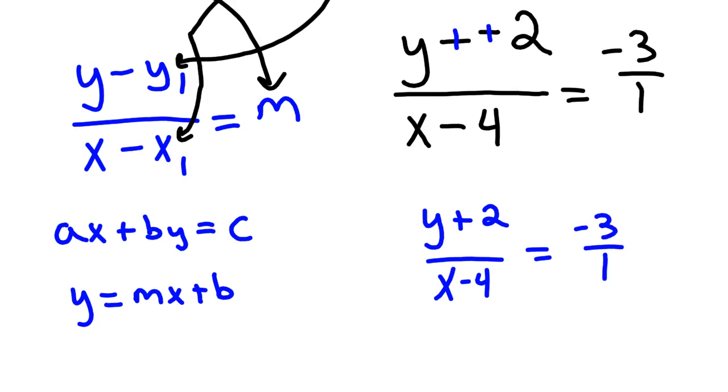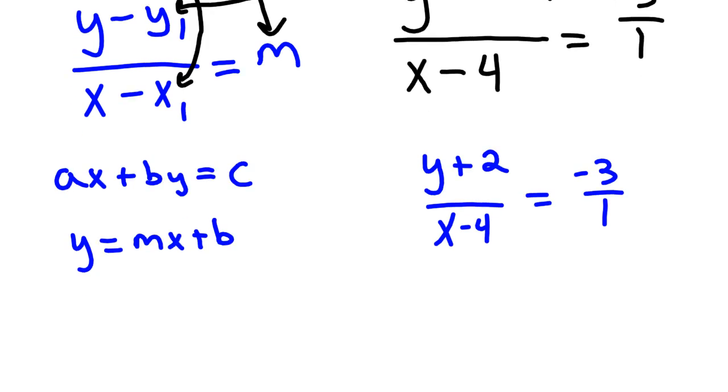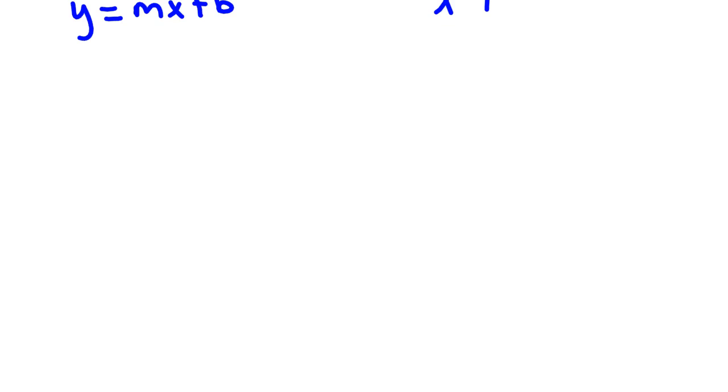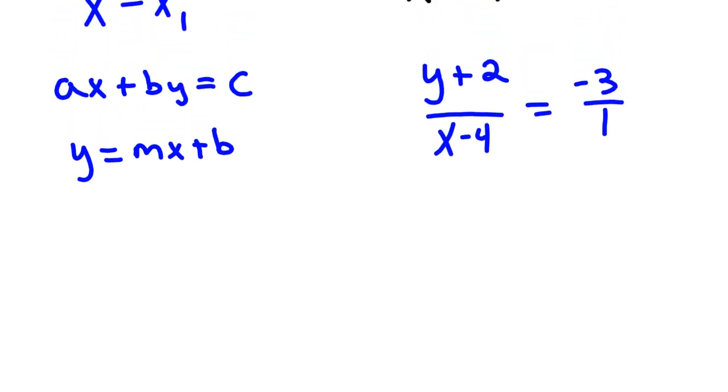Now, there's a method called cross multiplying. You may or may not know it. If you know it, great. If you're not so sure, you might look and see a few examples of it, but I'll do my best to explain it here. Basically we're going to take both sides of the equation. We're going to take this side times 1 and this side times -3.